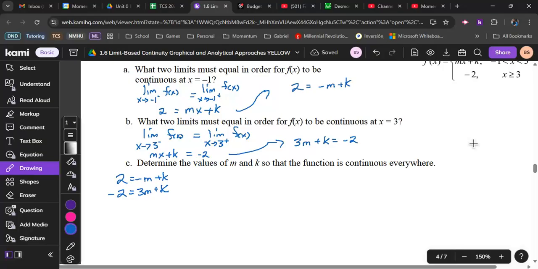So what could I do to these two equations? I can either do substitution or elimination. I would argue in this case elimination is easier because if I subtract these two equations, what happens to k? It's gone. So I'm going to subtract those two equations. 2 minus negative 2, that's 4. Negative m minus 3m, that's negative 4m. And k minus k, that's 0. So it's gone, right? Then I can divide by negative 4.